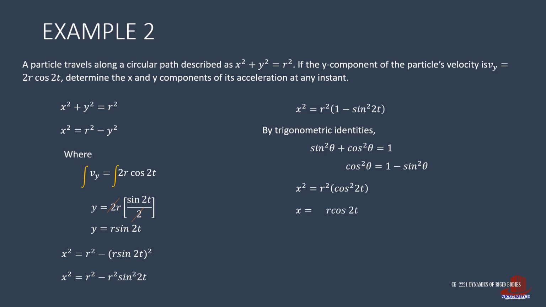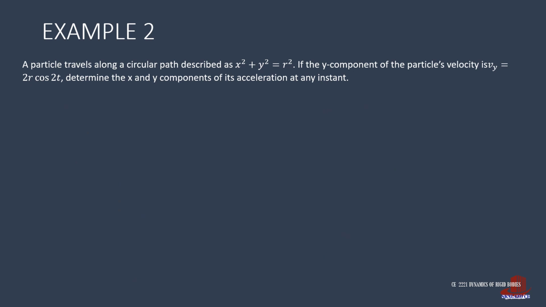Let's differentiate this to have the x component of velocity, which is the constant r times the derivative of cosine 2t as negative sine of 2t times 2, so v sub x is negative 2r sine of 2t. By differentiating v sub x further, we get the x component of acceleration, and that is negative 2r times the derivative of sine 2t, which is cosine of 2t times 2, making a sub x as negative 4r cosine of 2t.